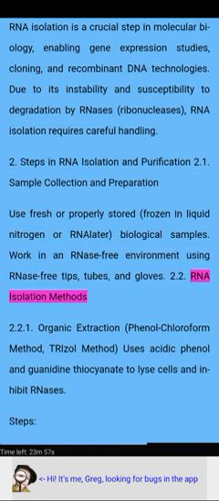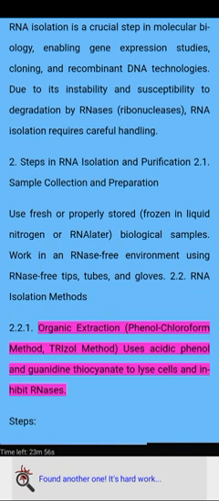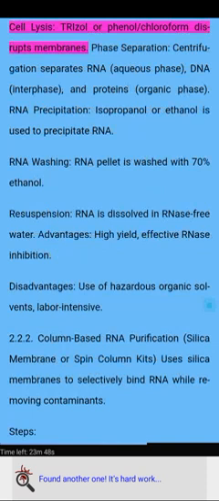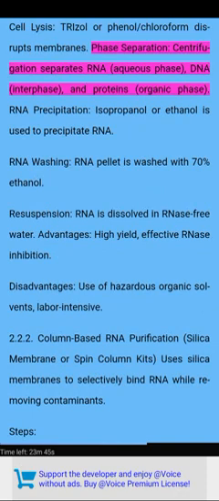2.2. RNA isolation methods. 2.2.1. Organic extraction, the phenol-chloroform method. The Trizol method uses acidic phenol and guanidine thiocyanate to lyse cells and inhibit RNases. Steps. Cell lysis: Trizol or phenol-chloroform disrupts membranes. Phase separation: centrifugation separates RNA in the aqueous phase, DNA in the interphase, and proteins in the organic phase.